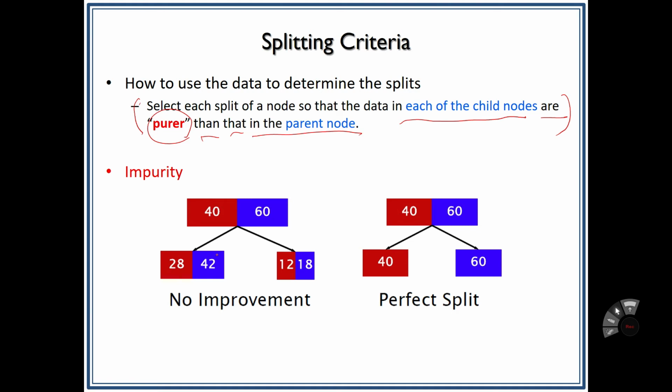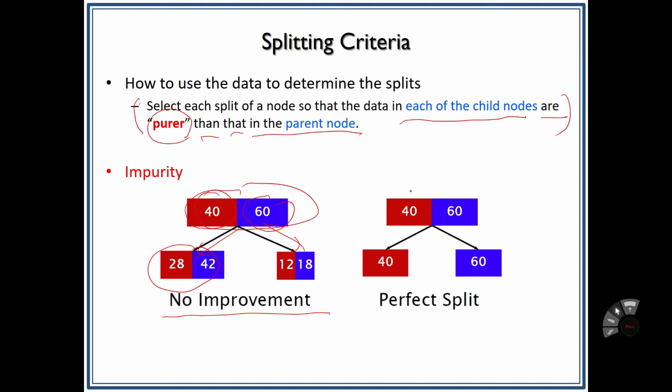So for example, this is a bad split. In a node, we have 40 objects of class red and 60 objects of class blue. By some independent variable, if we split like this, on the left side there are 28 red and 42 blue objects, and the proportions are still preserved. So this is a bad split.